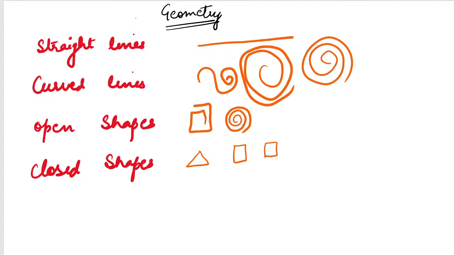Okay, so today we are learning about geometry. Now I'm going to tell you about the basics of geometry. First of all, some statements and some points are there, so you have to listen to them very carefully. What is a point? It is the basic unit of geometry.